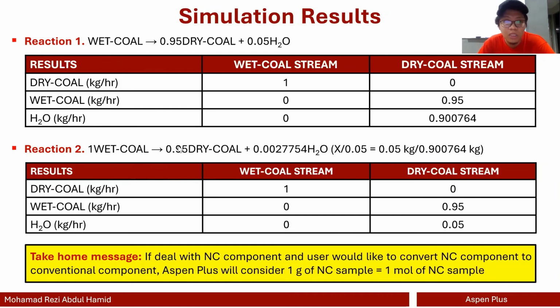So if I want to get 0.95 kilogram of wet coal, just put 0.95, because 1 gram is equal to 1 mole for non-conventional. But for the non-conventional one, I think the simplest approach would be this: you just choose whatever numbers, and then obviously they will give you an incorrect result, and then you just do this approach, and you will get the correct coefficient. Take-home message here: if you want to convert non-conventional to non-conventional, you have to remember 1 gram of non-conventional is equal to 1 mole of non-conventional component, which is coal in this case.